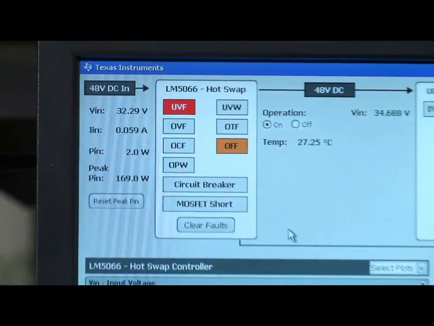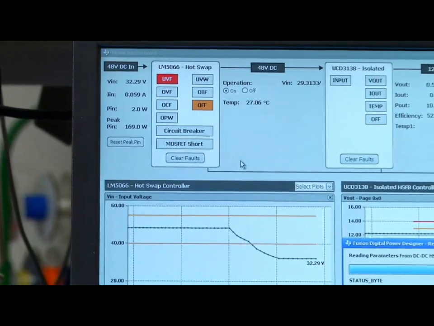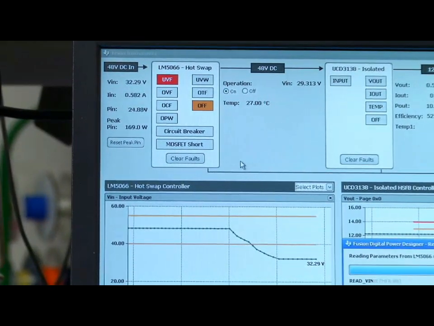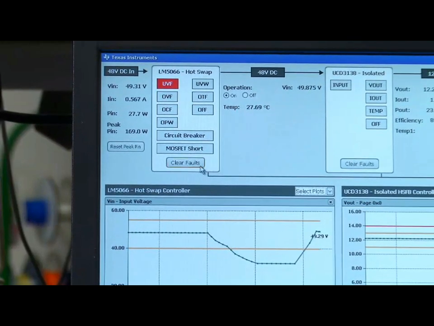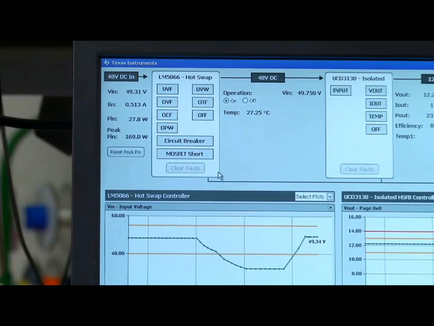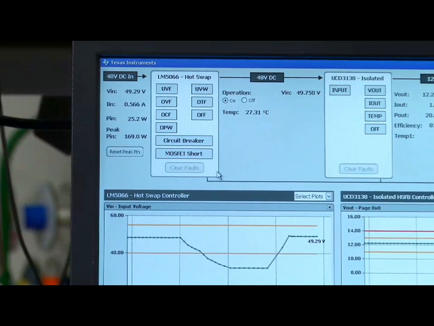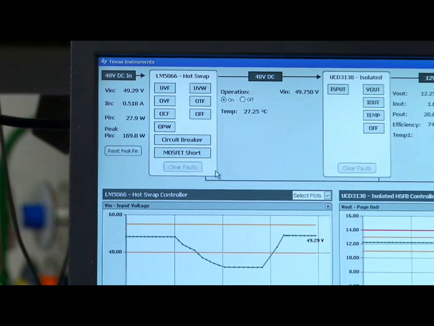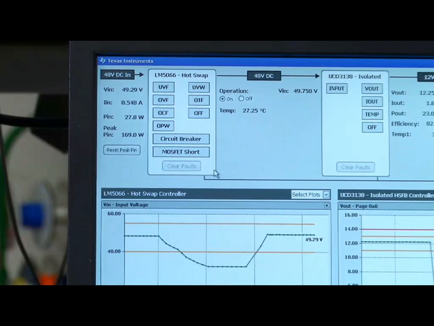So the first thing I'm going to do is reset it, and then I'm going to raise the voltage back up to the nominal 48 volts. And then the last thing I'm going to do is clear the faults, because I want it to go back into normal operating conditions. And as you can see, the fault has cleared, the red flag has gone away, the input voltage has gone back to 49 volts and everything is operating as expected again. So these are just a couple of things that you can do with these flexible eval boards.